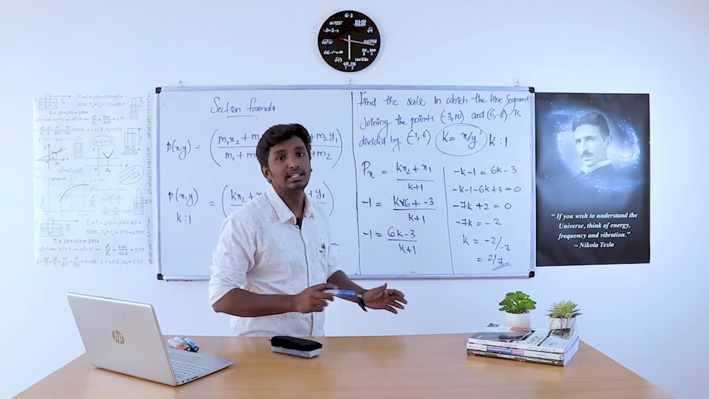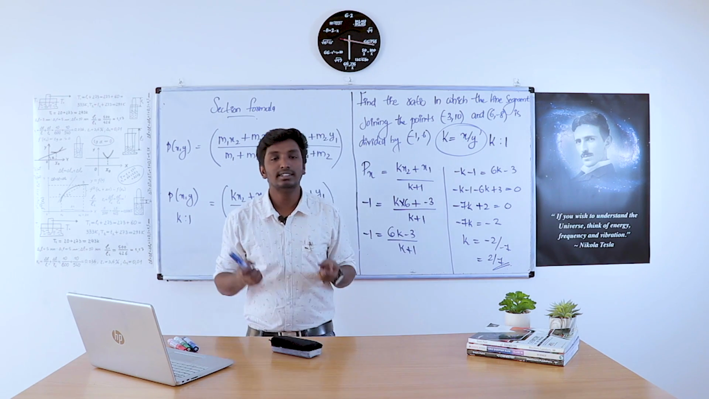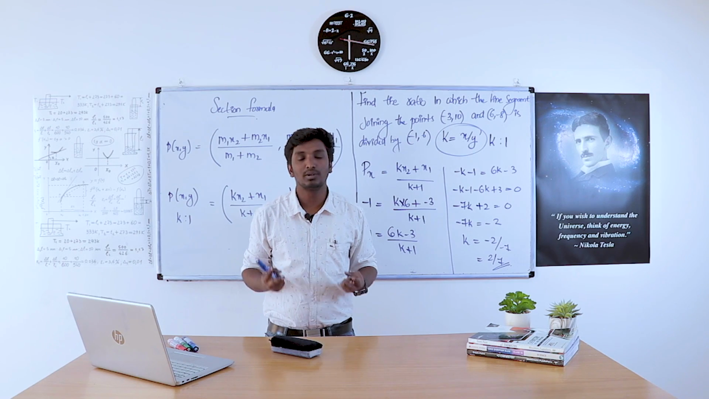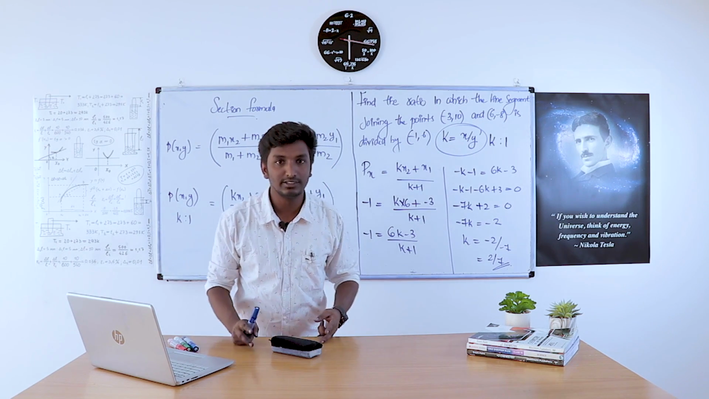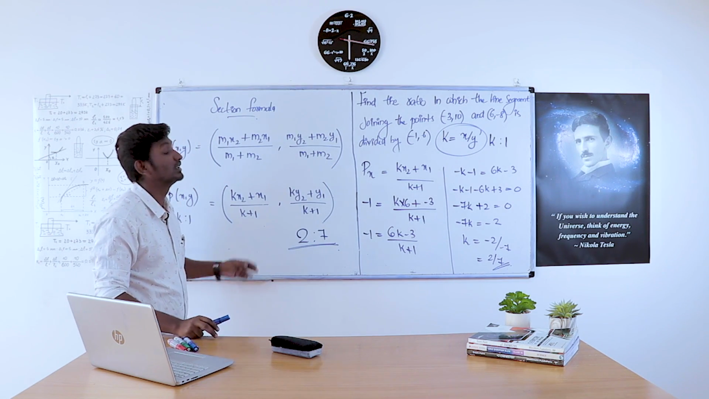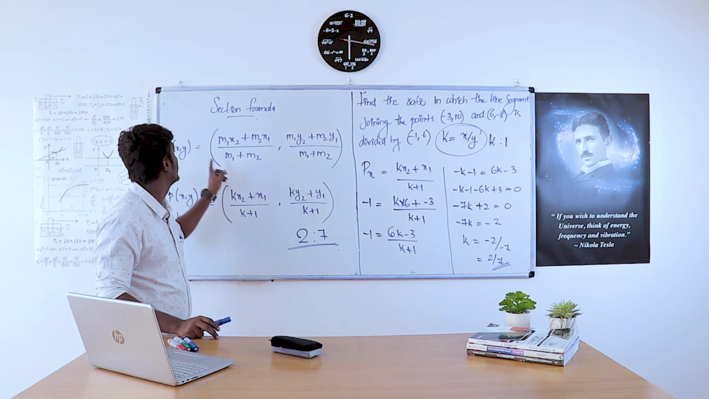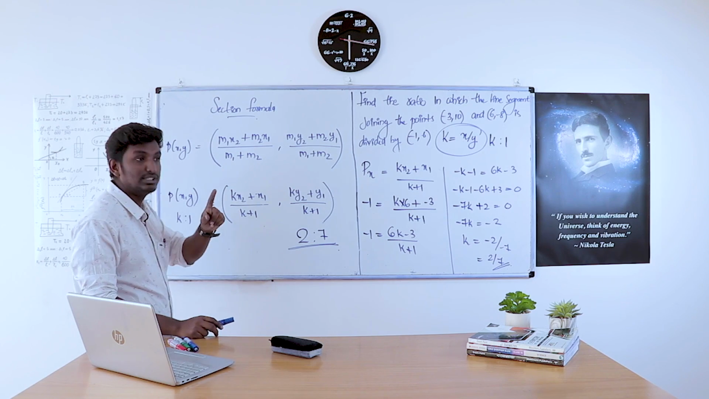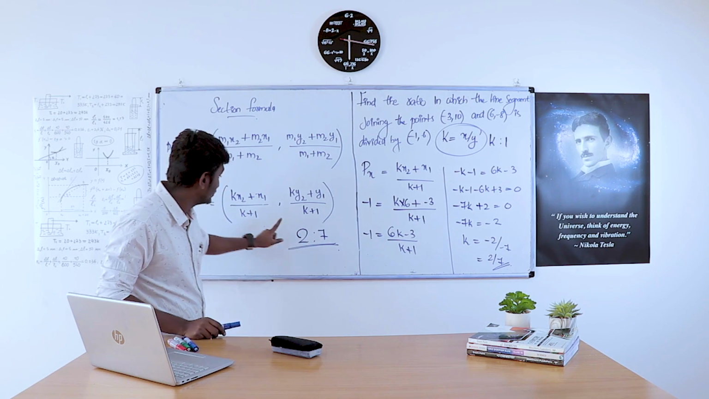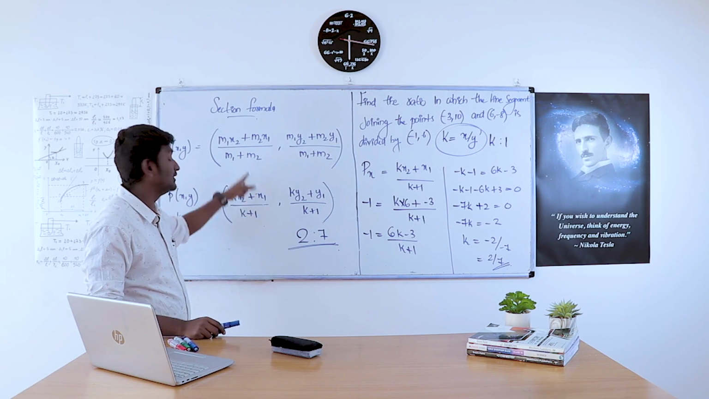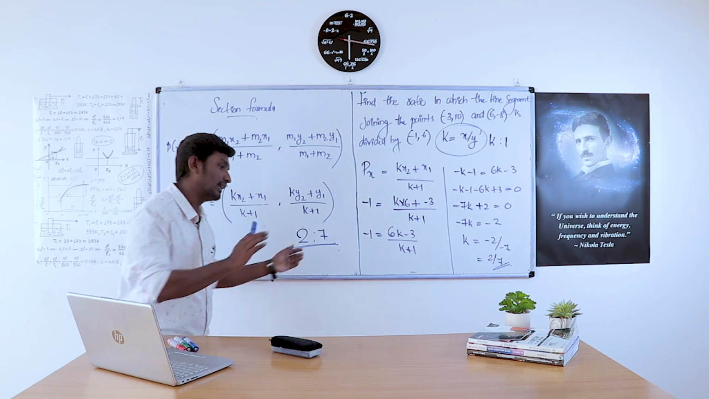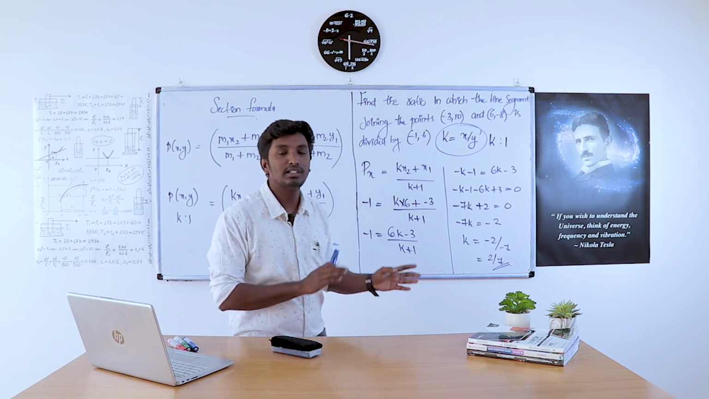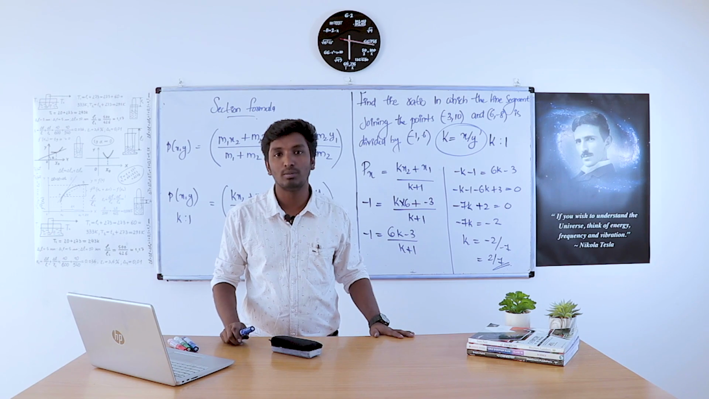What all things have we studied in this chapter? We studied just two formulas, the distance formula and the section formula. Distance formula is the root of (x2 minus x1) the whole square plus (y2 minus y1) the whole square. And the section formula is this. For finding the ratio, you just substitute k is to 1 as the ratio and use this equation. That's why I gave you two equations. Based on those two formulas, we already solved some problems.